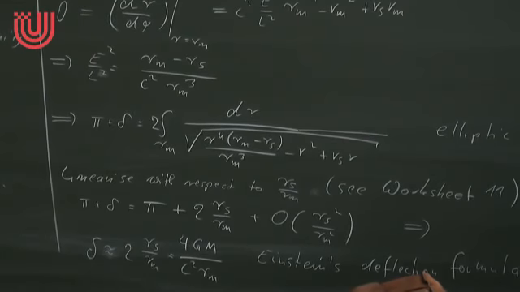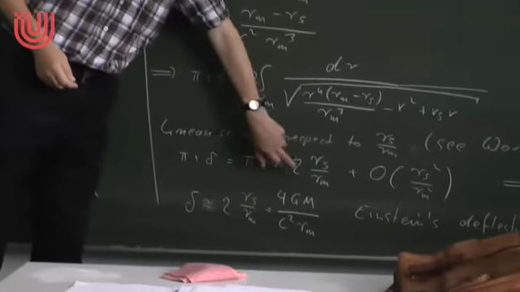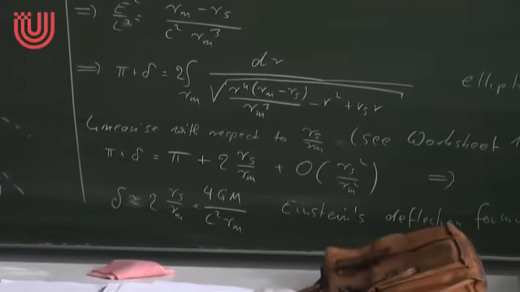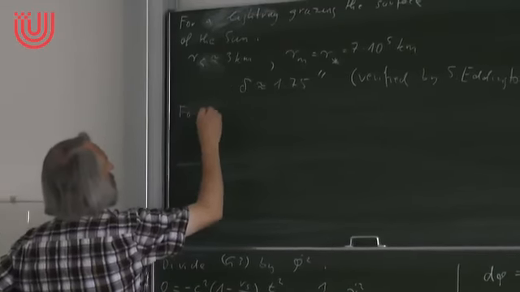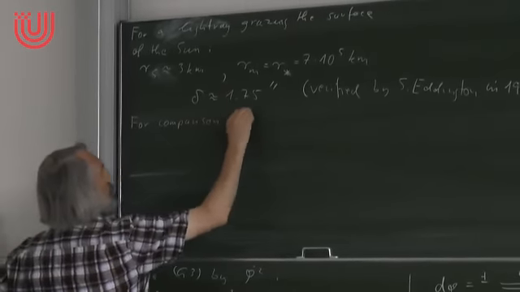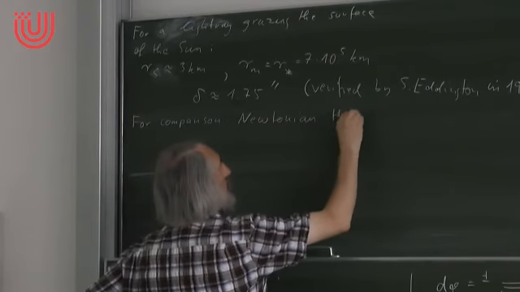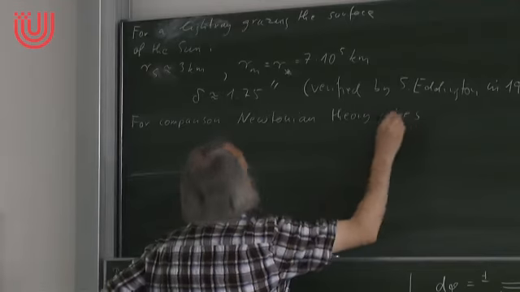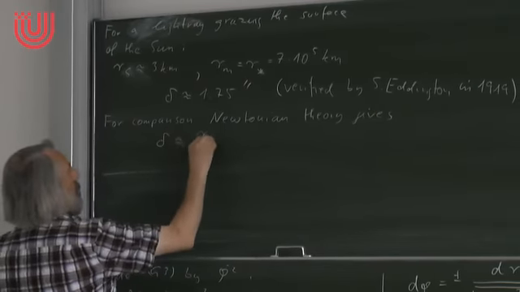So this will be a purely Newtonian problem, but I think it's historically quite interesting to see that you can produce the Einstein formula up to the factor 2, also from Newtonian theory, under the assumption that light rays get the same acceleration as any other body. For comparison, Newtonian theory gives delta is approximately Rs over Rm.